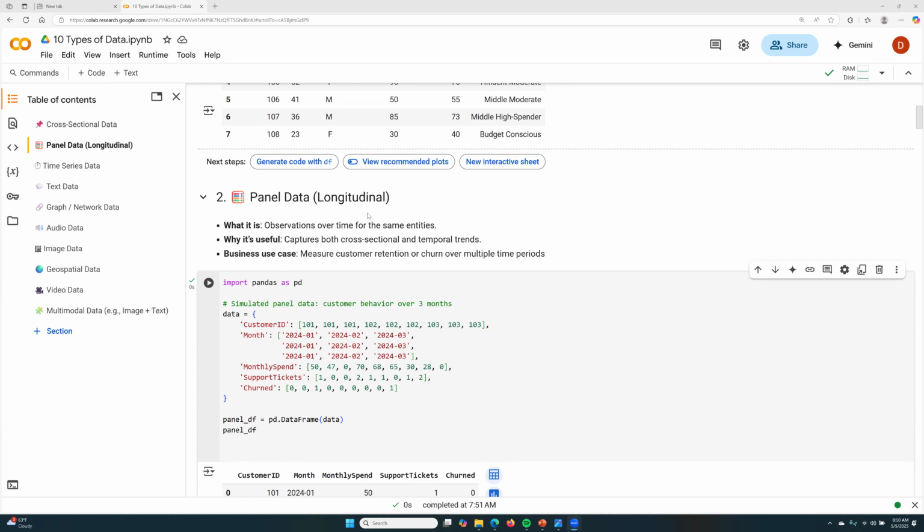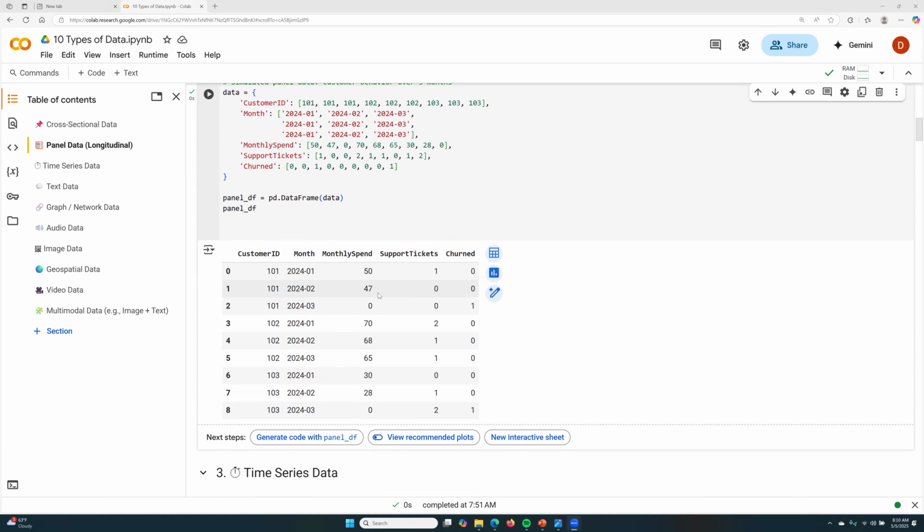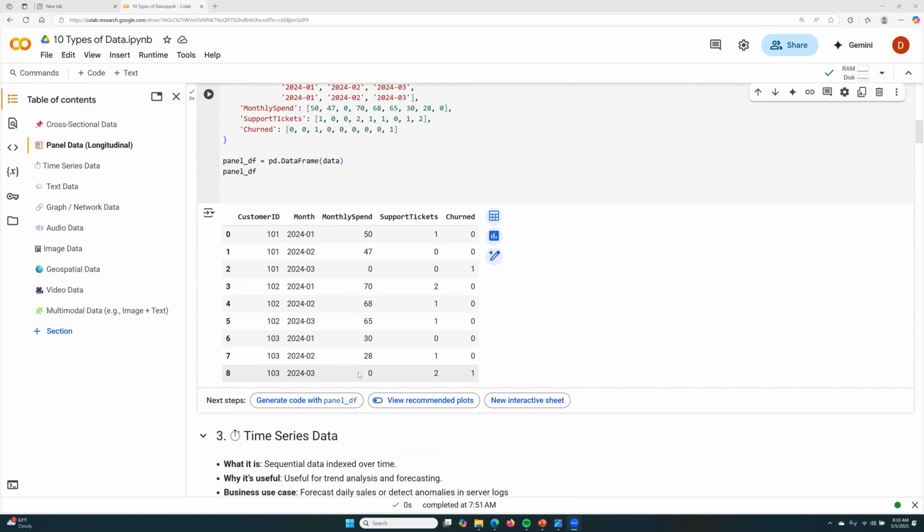A business use case would be measuring customer retention or churn over multiple periods of time. And we could see in this example that we've got people with monthly spend, they're mostly zero, they're likely going to churn, right? One. Okay, so that's a quick example.